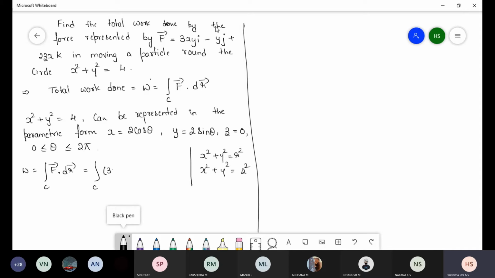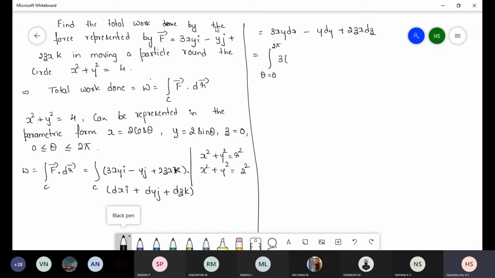Now we substitute in the above work done formula, that is integral over the curve C of 3xy i minus y j plus 2zx k dot, again, dx i for the vector dr, dy j plus dz k. So multiply: 3xy dx minus y dy plus 2zx into dz. Now we have to substitute. Here theta varies from 0 to 2 pi.